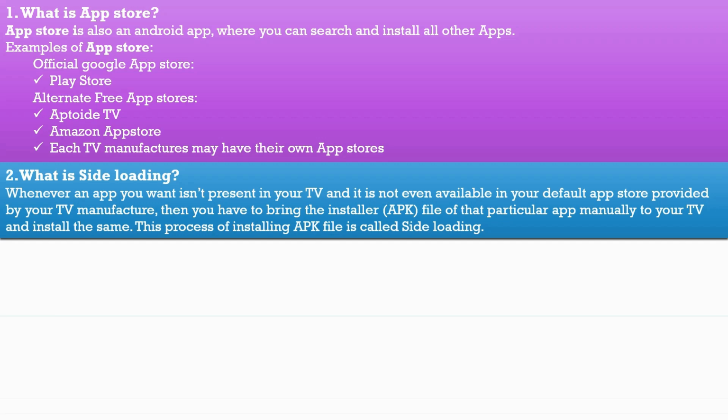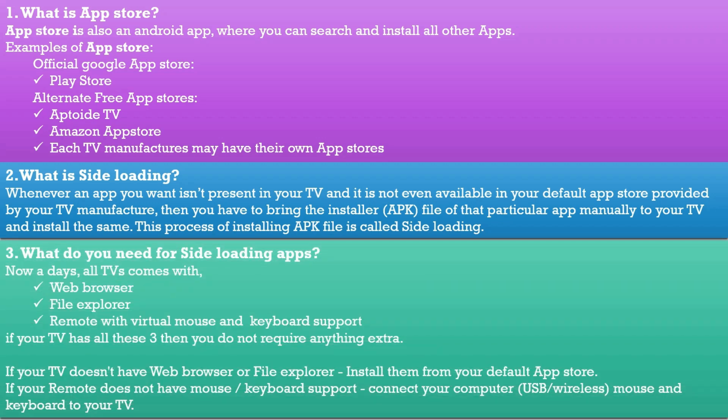What do you need for sideloading? Most Android TVs come with a web browser, file explorer, and a remote with virtual mouse and keyboard. If you have all these three, then you don't require anything extra. With no more delay, let's get started.